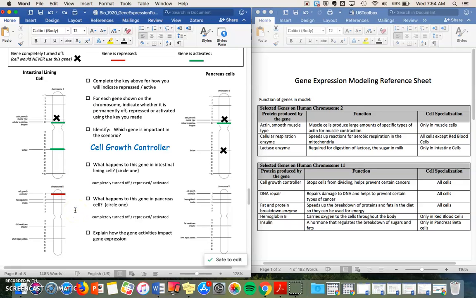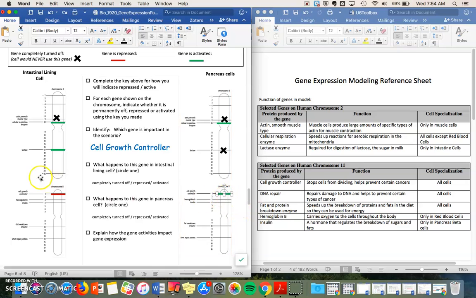The example I gave in class is like me leaving the classroom and one of you throws a paper ball at one of your classmates because I'm not there. When this protein's not there anymore, the cell's going to be like, all right, let's just start dividing. The pancreas cell, now it's not dividing, which means that the cell growth controller is on. This protein's being made, and it's saying to the pancreas cell, hey, we should not be dividing right now.